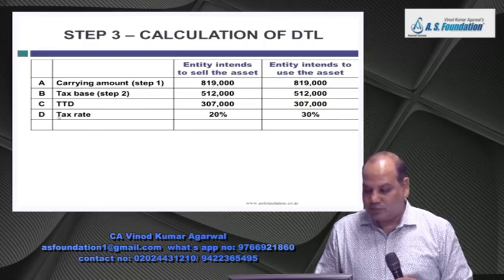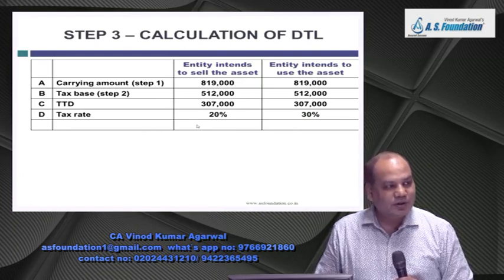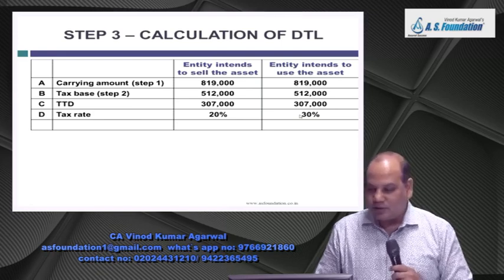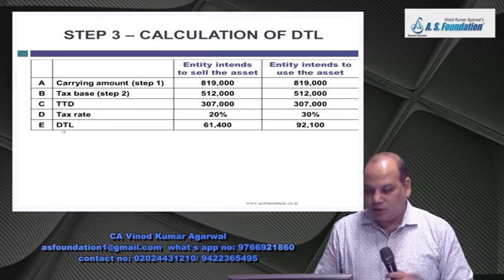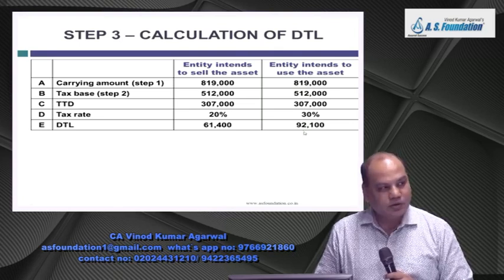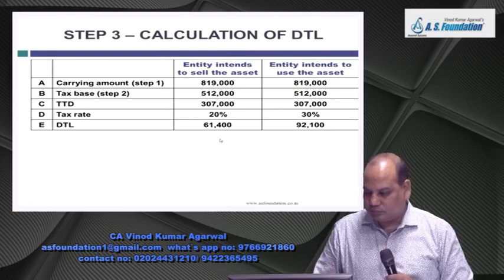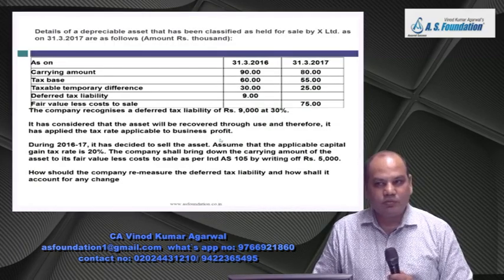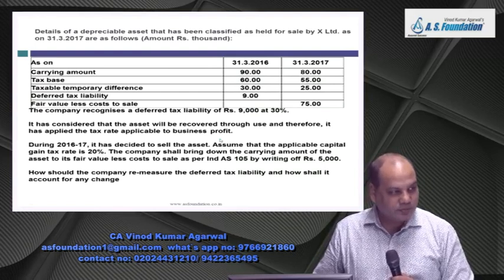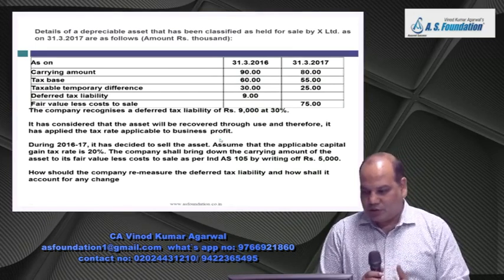Now the answer will change. If the intention is to sell the asset, 20%. If the intention is to use the asset, 30%. And therefore, deferred tax liability will be, if the intention is to sell the asset, 61,400. If the intention is to use the asset, 92,100. So who got it right? Oh, 100% result. Now let us try this one also.